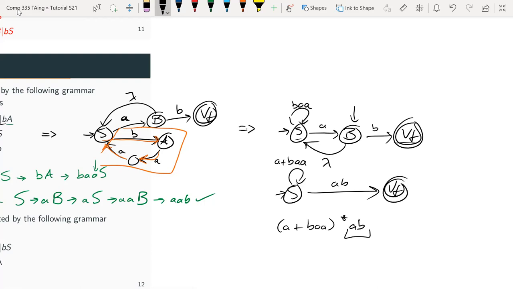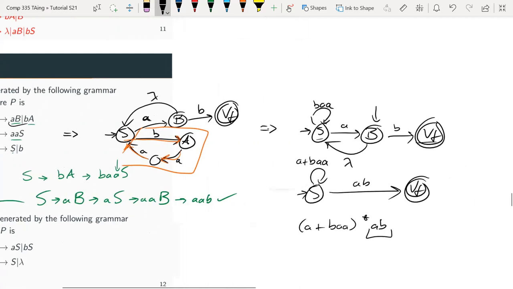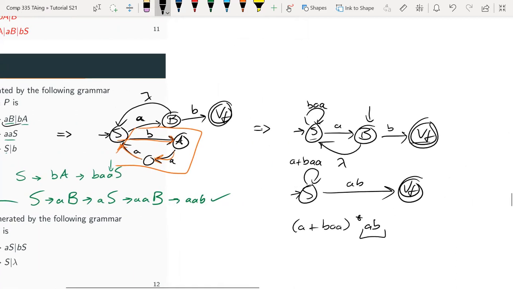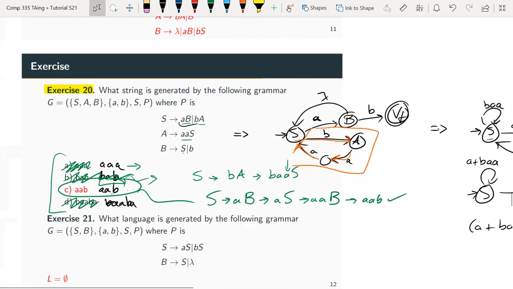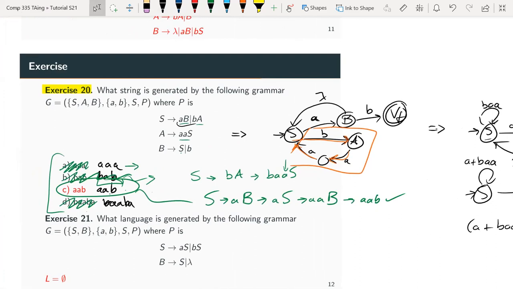So you can already see how useful this conversion algorithm can be, especially with regular grammars, right? So remember, this grammar is regular. I would also like to point out, because it's right linear.